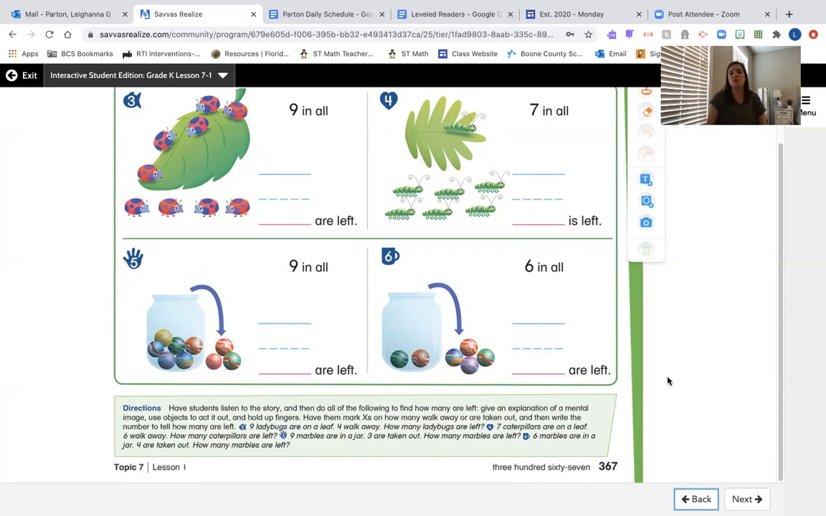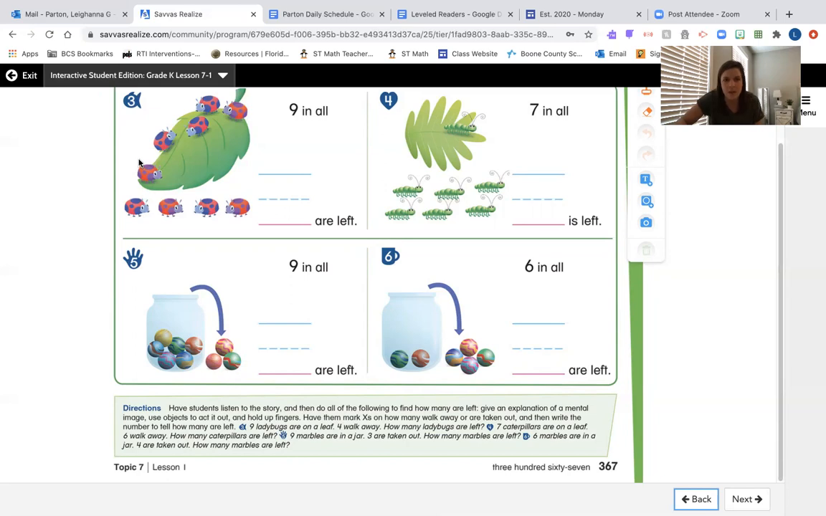So on page 367, you have 4 problems, numbers 3, 4, 5, and 6. With each problem, there's a story. I'm going to read you the story that goes with each, and as we read the story, I'm going to have you pause the video and finish that problem and then move on to the next. So listen carefully, okay? We're going to start with the ladybugs. So put your finger on the problem with the ladybugs.